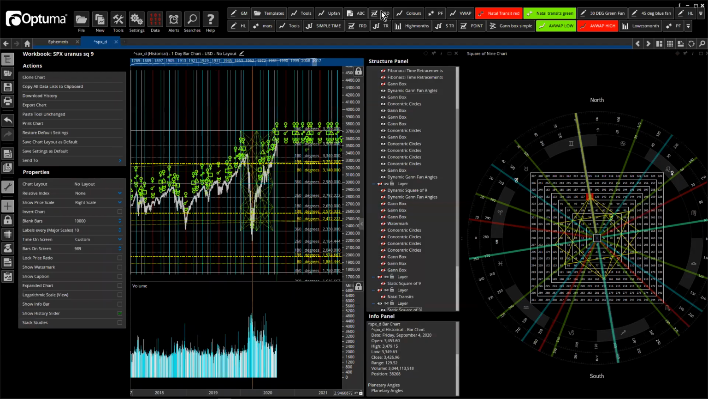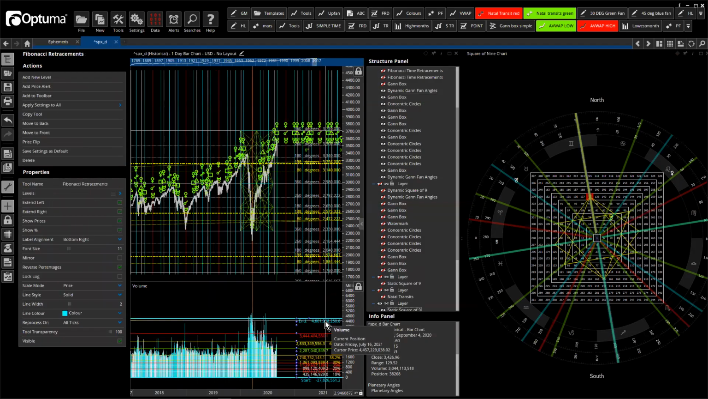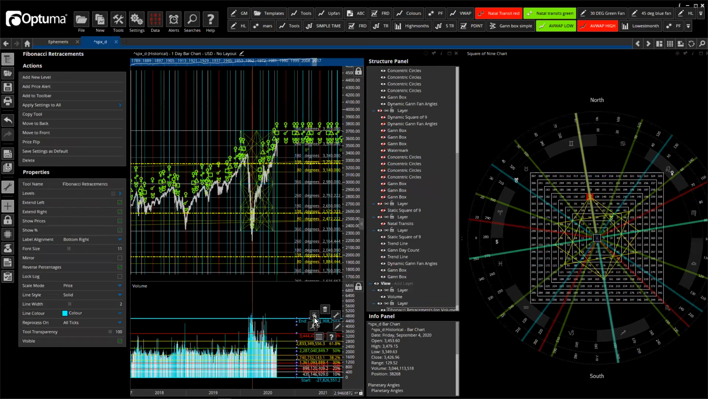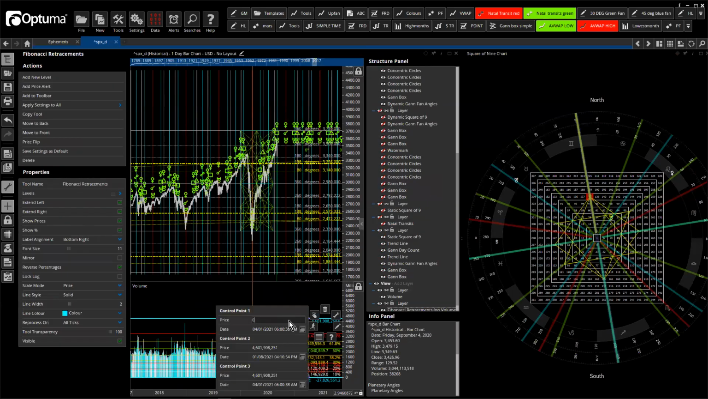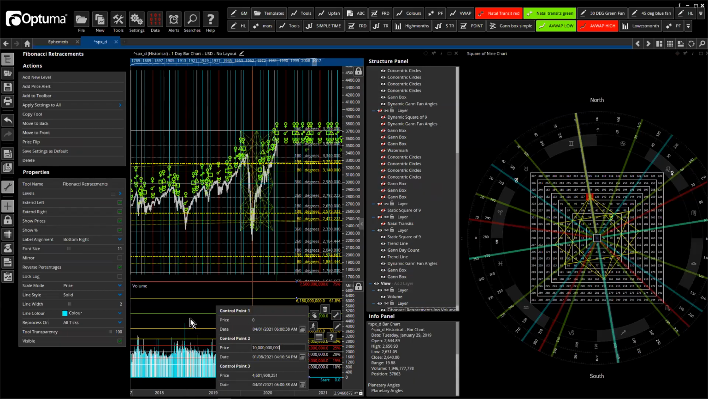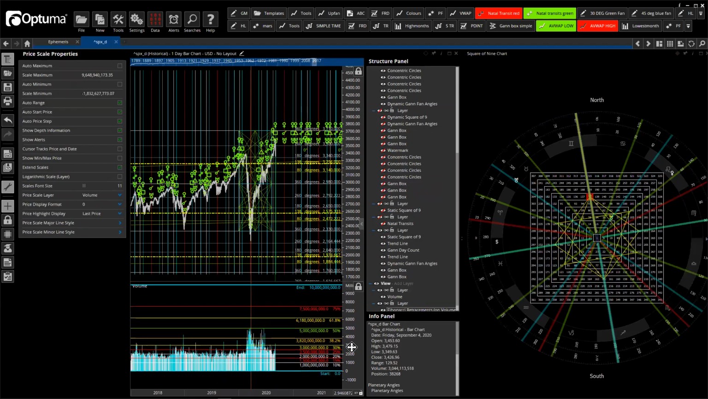And what I want to do is put down my Fibonacci retracements just like I did the other day. And because this is a daily chart, I'm going to set it from 0 to a multiple of 10. In this case, I'm going to use 10 billion. Oh, that's billion. There we go. Okay.